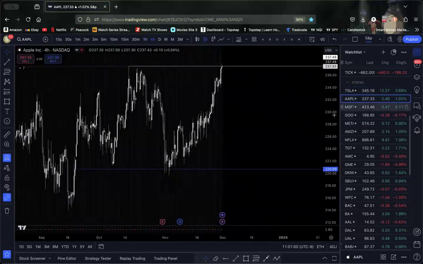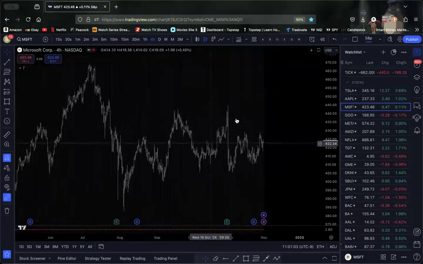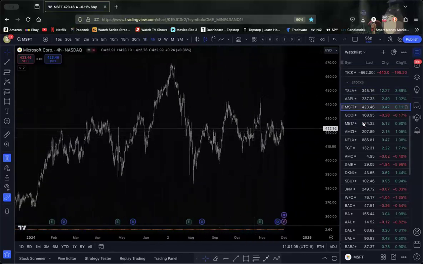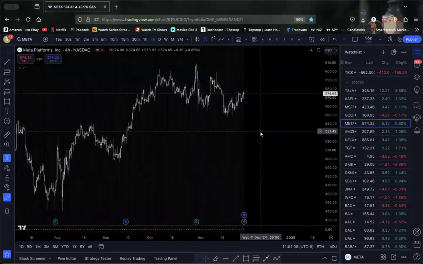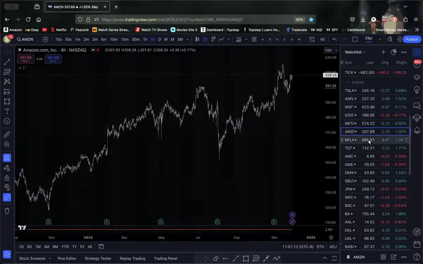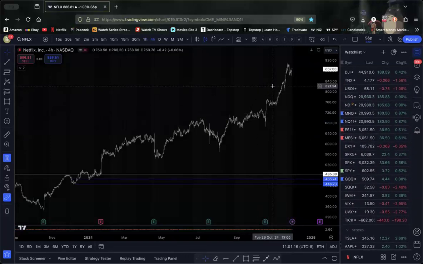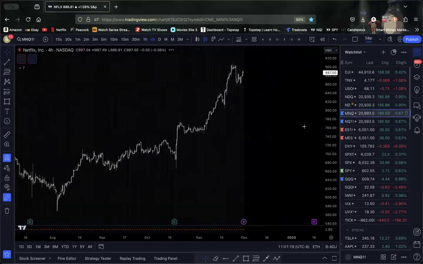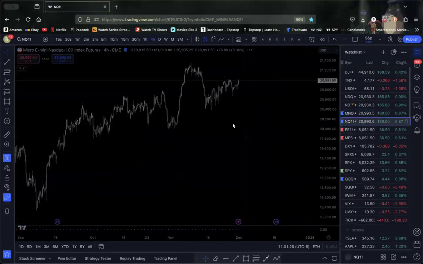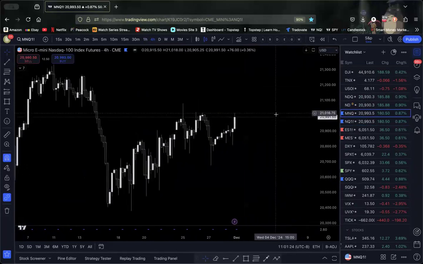This is 4 hour Apple, all-time highs. This is 4 hour Microsoft, which is not the best price action. But if we start scrolling, we can see everything is pushing to the all-time highs. Amazon, all-time highs. Netflix, all-time highs. So that's letting me know that if these continue to push, then why would I want to short NQ, right? That's just my thought process. Why would you want to short it?